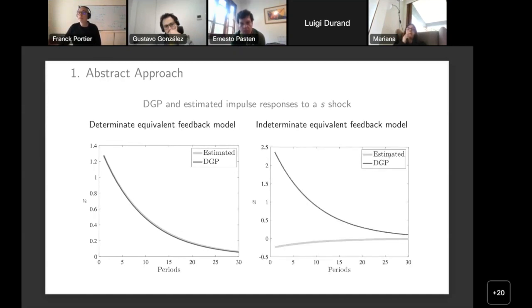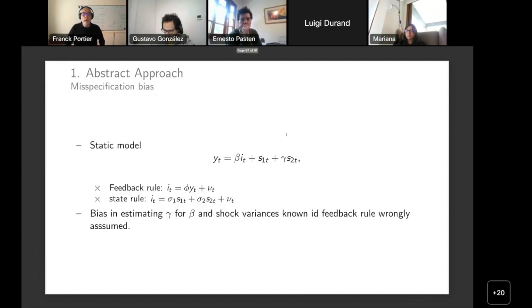But if I look at this impulse response when I assume a Taylor rule, but that Taylor rule cannot replicate the DGP allocations when alpha is at the right value, then I need to twist alpha, and I get something which is badly wrong. I'll show that this is basically what is going on in the real data.